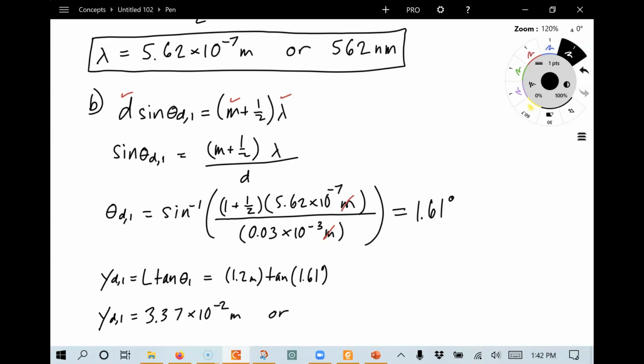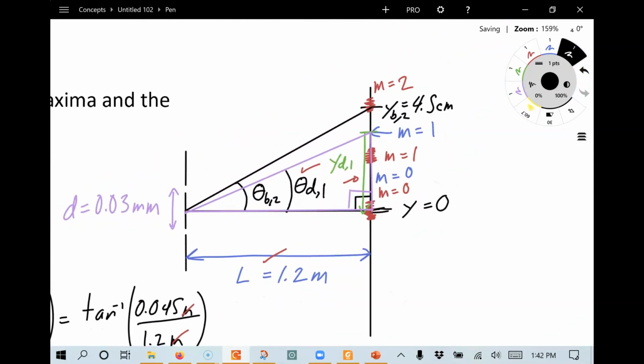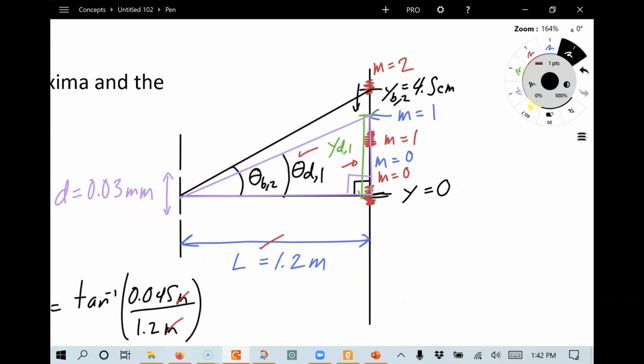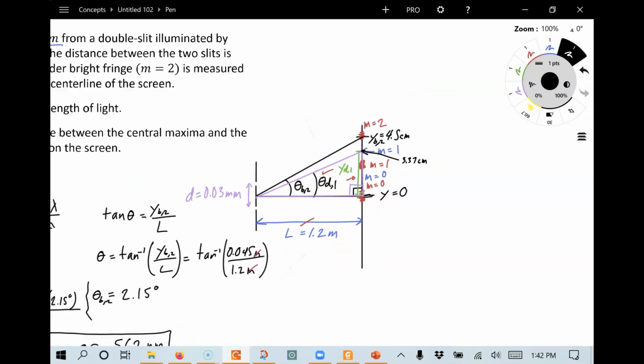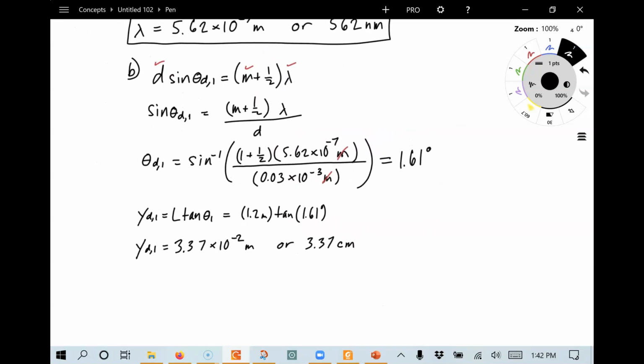Or if we want to write that as centimeters, we can say that that is 3.37 centimeters. Let's just double check here that that makes sense, right? That one, as we can see in the picture, should be lower down than m equals 2, which is at 4.5 centimeters, right? And so this spot right here, a little bit lower down, is at 3.37 centimeters. Yep, that's where it should be. Makes sense. Gives us confidence that we did it correctly. And so here is our answer then for part B.